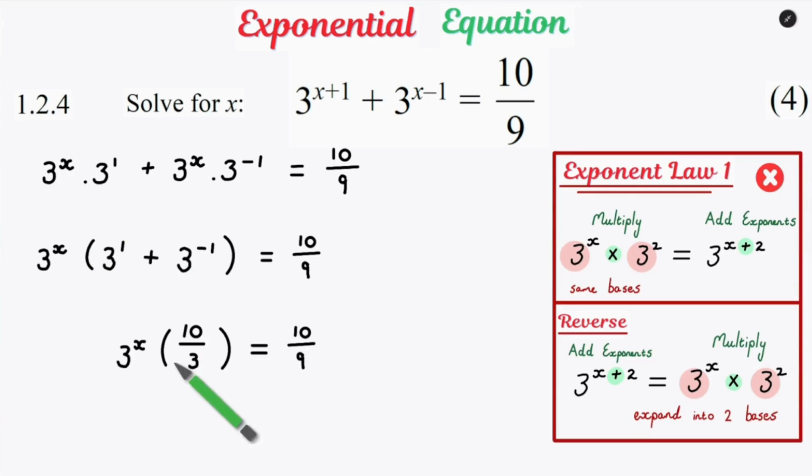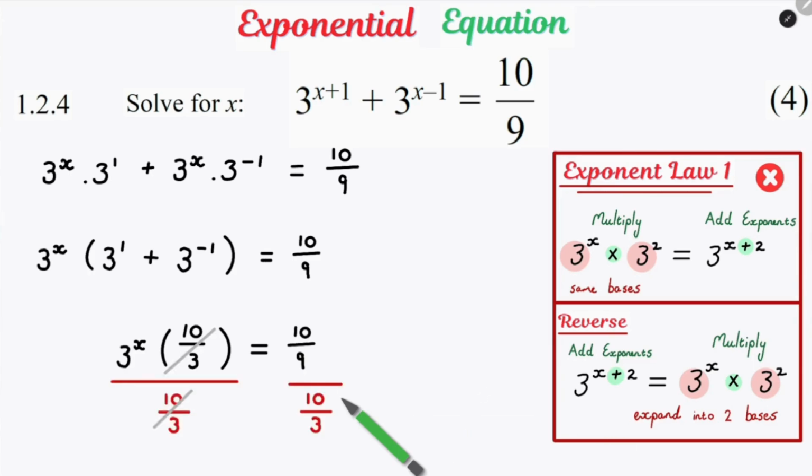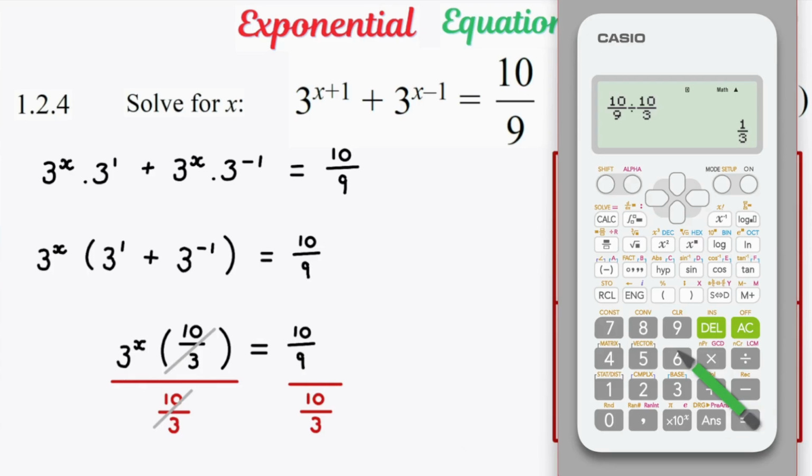And now the mission is to get this power on its own. So I want to get rid of this 10 over 3 by dividing both sides of the equation by 10 over 3 so that they can cancel on the left hand side over there. And then this side we're going to let Uncle Calculator do a bit of heavy lifting there for us. And when you pop that in your calculator, just make sure you've got two separate fractions with the divide symbol in the middle, and you'll see that gives us 1 over 3.